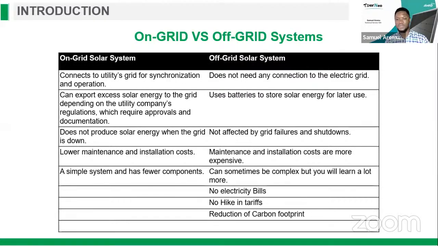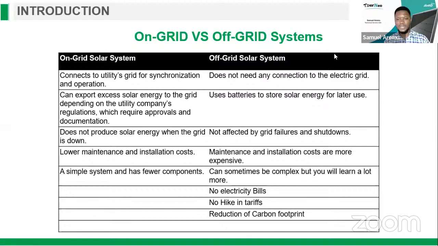If you have something called net metering, you can actually sell the excess energy back to the grid. And when the grid is down, one of the issues with an on-grid system is that because of anti-islanding, your solar power system stops producing power as well. So it doesn't feed back to the grid. When the grid is down, it also comes down. Also, there's a low maintenance cost and also low installation cost. The system is simple with few equipment. You just need your grid-tied inverter and your solar panels.